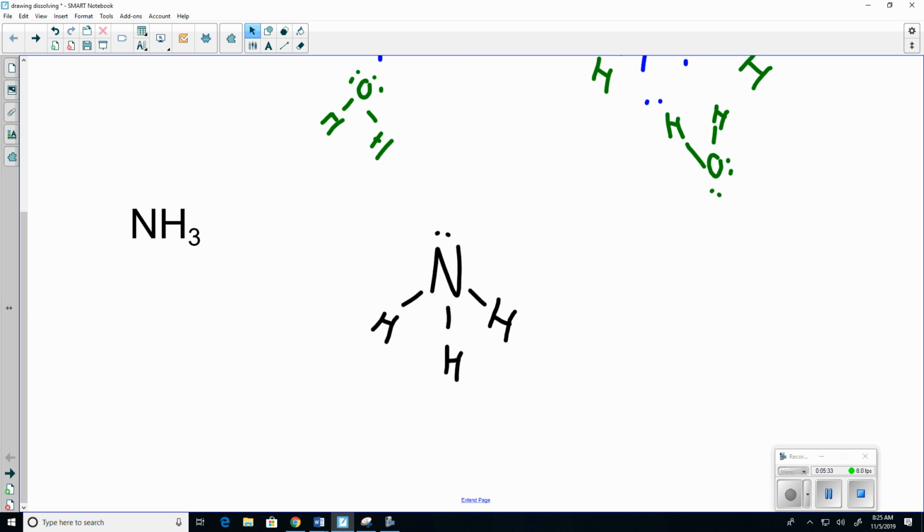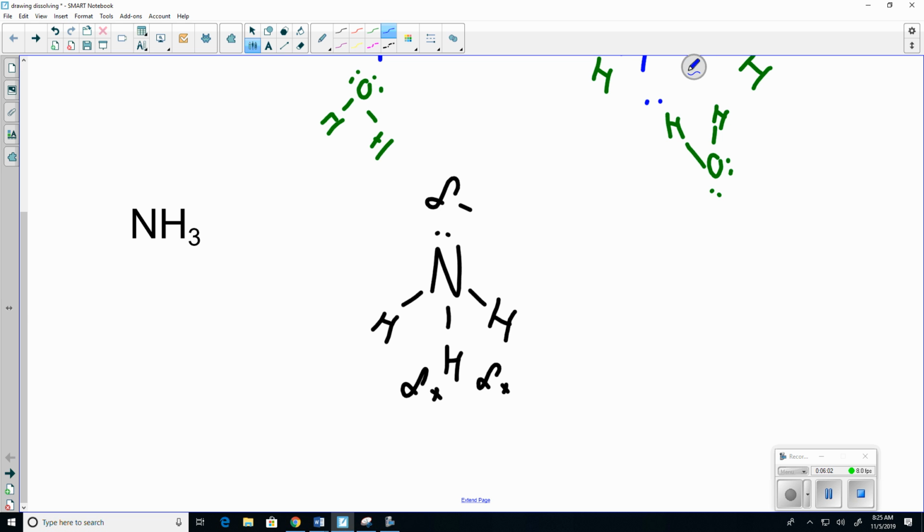I could have drawn it all at 90 degrees, but I was trying to show its shape. It's what shape? Trigonal pyramidal shape. Definitely polar. Nitrogen is the partial negative. Hydrogen is the partial positive.